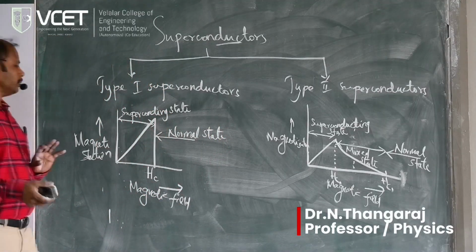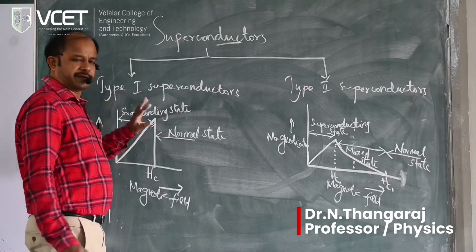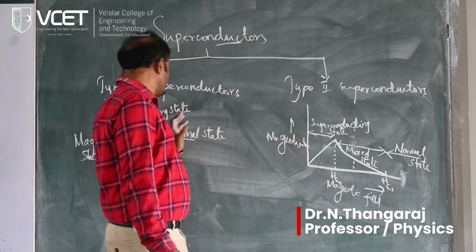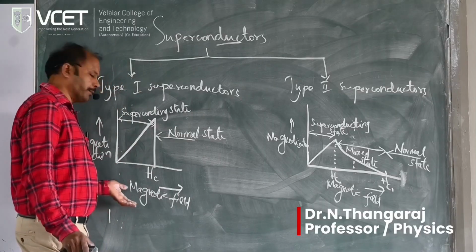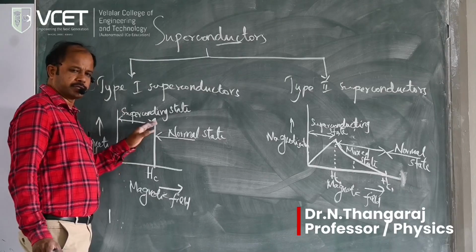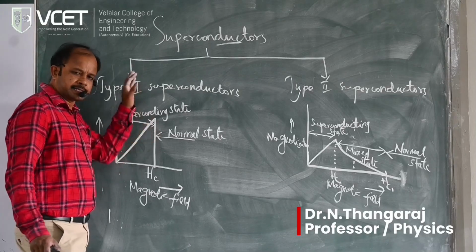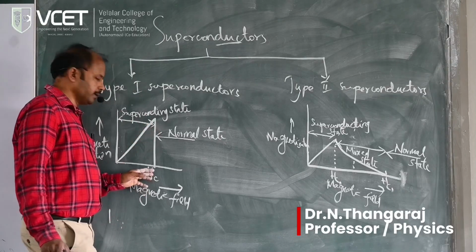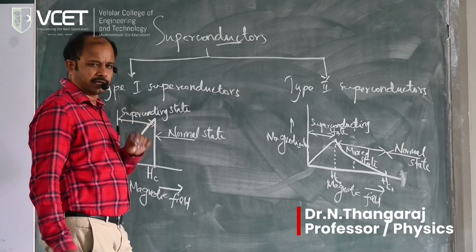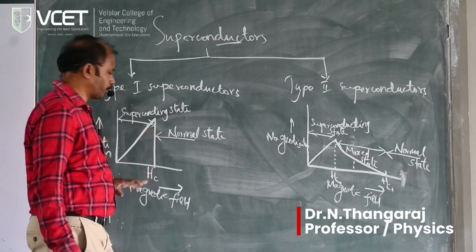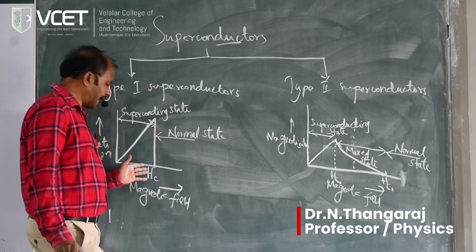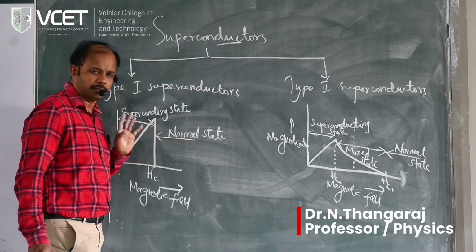Based on magnetization, they are classified into 2 categories: type 1 superconductor and type 2 superconductor. In type 1, when the magnetic field is increased, the magnetization also increases up to a certain level. After that, it suddenly decreases. That is denoted by Hc. What is the critical magnetic field? The minimum field required to destroy the superconducting property. Up to this, it behaves as a superconductor. After this Hc, it acts as a normal conductor.